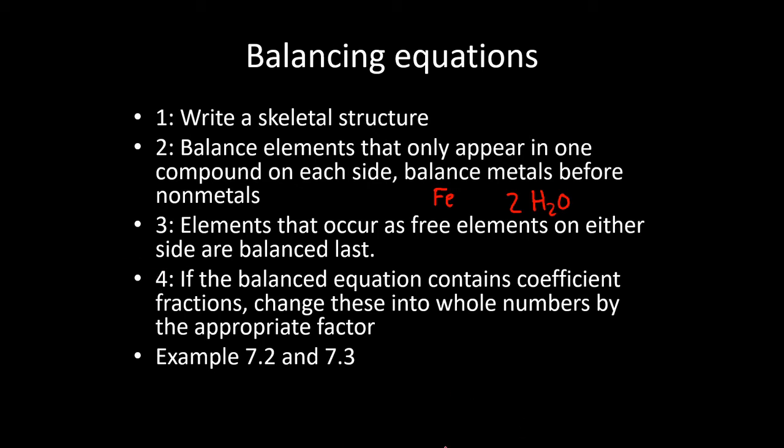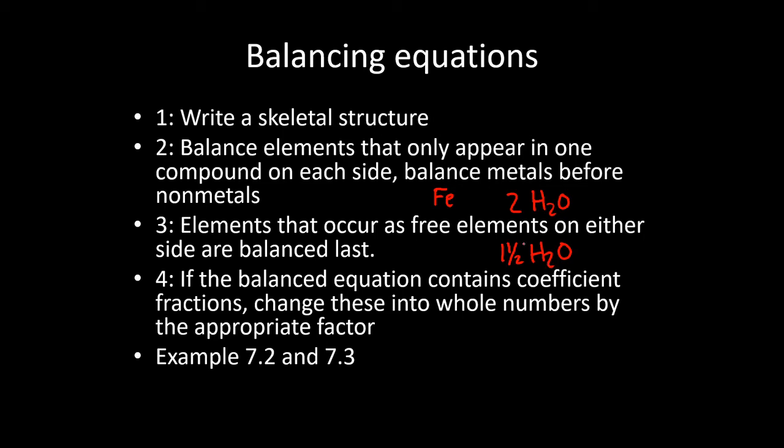So then the last thing here, if the balanced equation contains coefficient fractions, change these into whole numbers by the appropriate factor. So if, for example, again, we'll just use water here, if we had to use 1.5 to get the correct number of hydrogens. Maybe we had 2 hydrogens and we needed 3. So having just 1 water gave us 2 hydrogens, but to get our equation to balance, we needed 3 hydrogens. So we did 1.5, because 1.5 times 2 is 3.